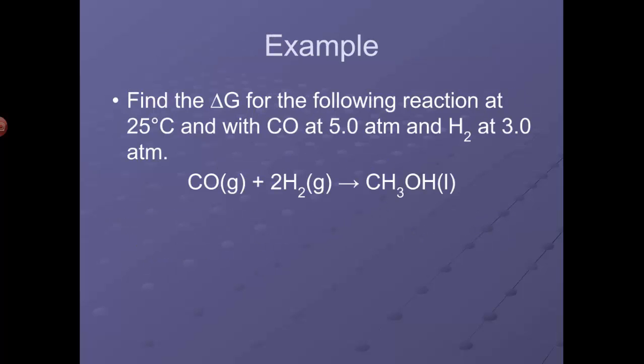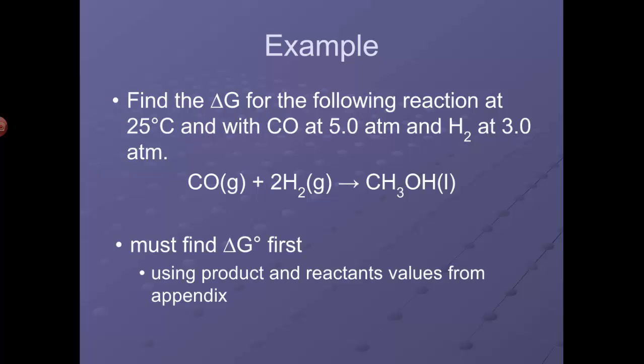Okay, so here's an example. We want to find the non-standard Gibbs free energy for the reaction of carbon monoxide and hydrogen to form methanol, methyl alcohol. Okay, the temperature is going to be 25 C, but we have carbon monoxide at a pressure of 5 atmospheres and H2 at a pressure of 3 atmospheres, and we want to find the overall delta G for the reaction. So the first thing we have to do is find the standard delta G value.